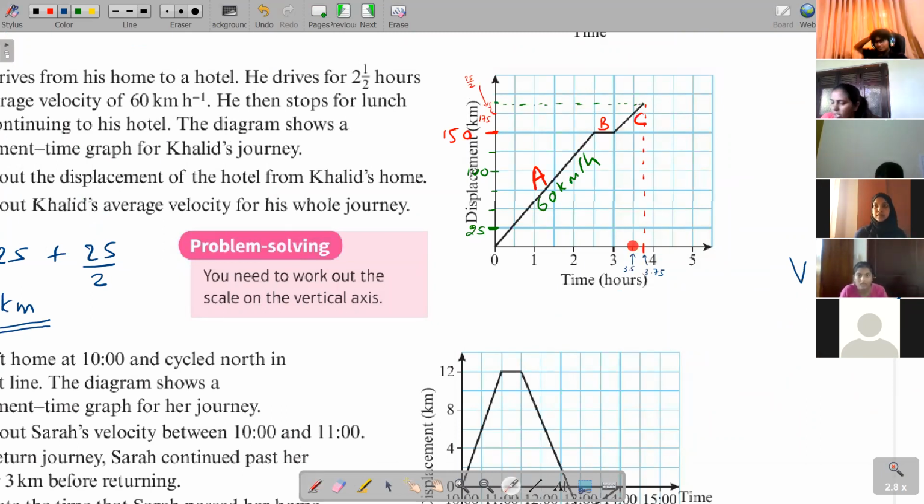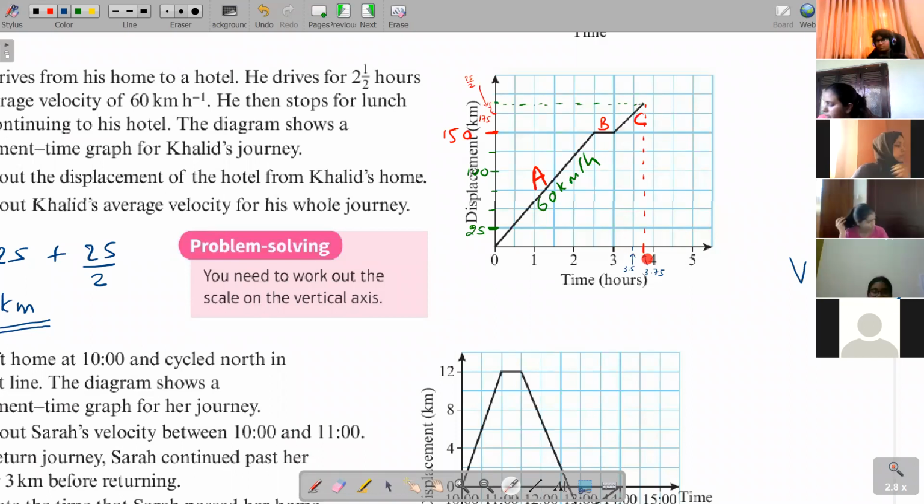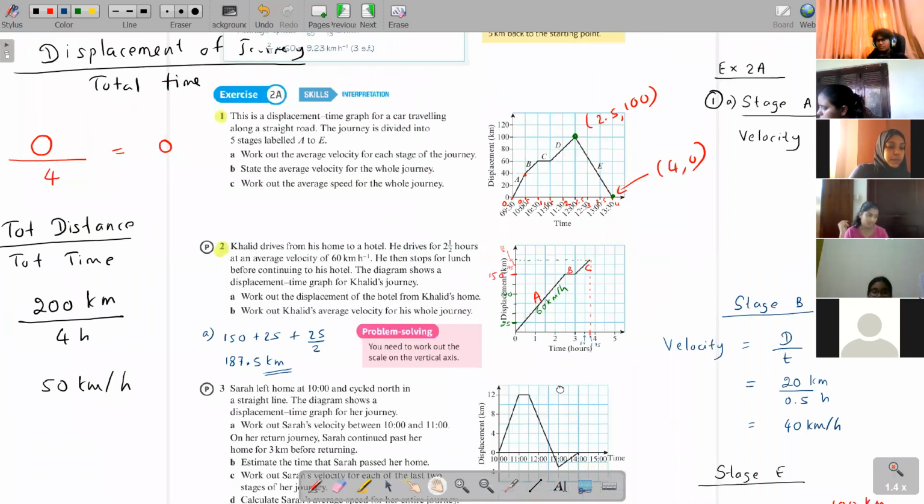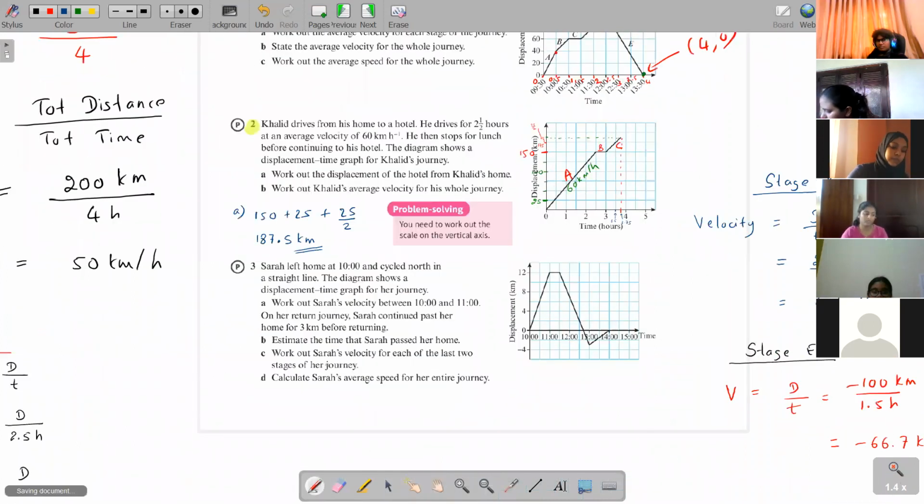You all know how to get the middle of 3.5 and 4, right? Add 3.5 and 4 and divide by 2, and you get 3.75. Okay? So that's 3.75 and you can now get the average velocity for the whole journey. So for part B, average velocity is equal to the displacement of the journey divided by the total time.